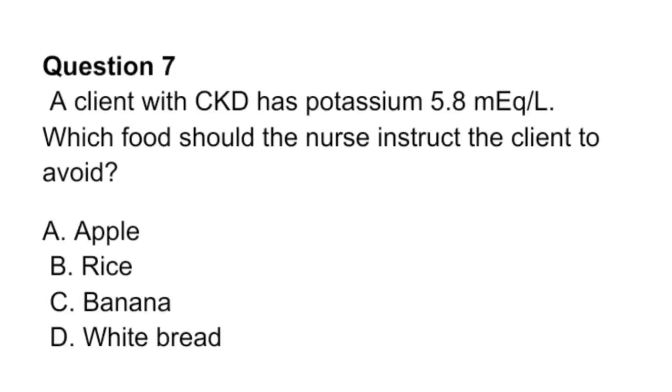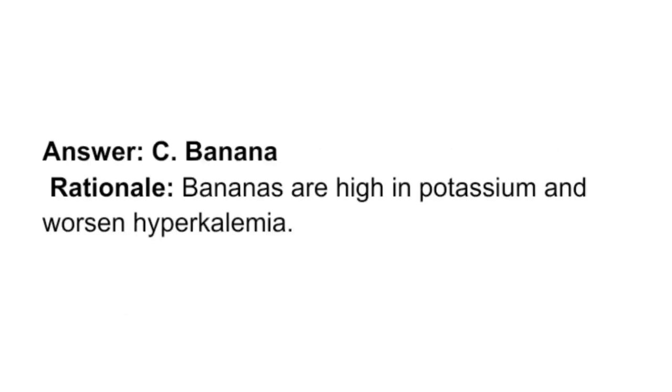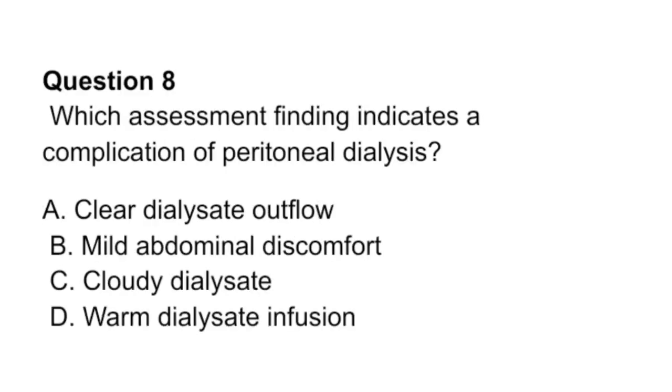Question 7. A client with CKD has potassium 5.8 milliequivalents per liter. Which food should the nurse instruct the client to avoid? A. Apple. B. Rice. C. Banana. D. White bread. Answer. C. Banana. Rationale. Bananas are high in potassium and worsen hyperkalemia.